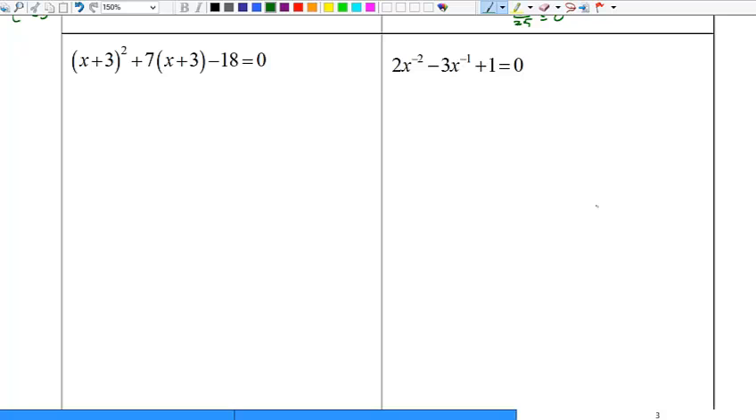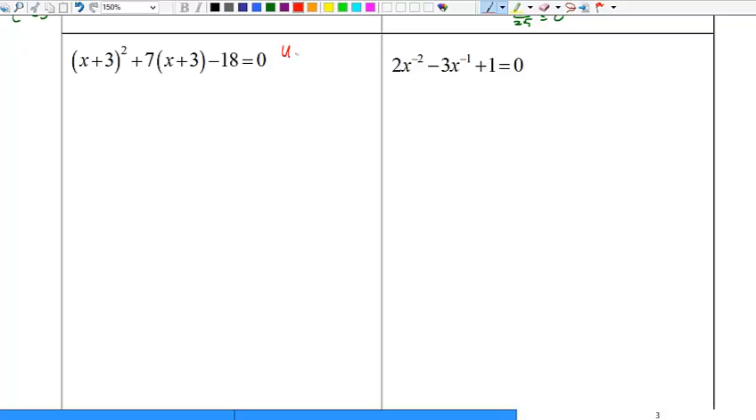On our next problem, notice we have 3 terms. It does equal 0. The last term is a constant, and if you look at the exponents, this 2 is twice as much as the 1. So this does qualify as a quadratic form.